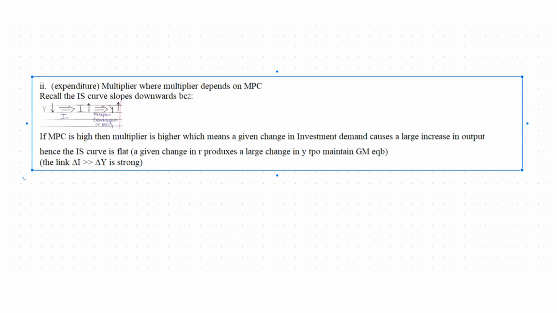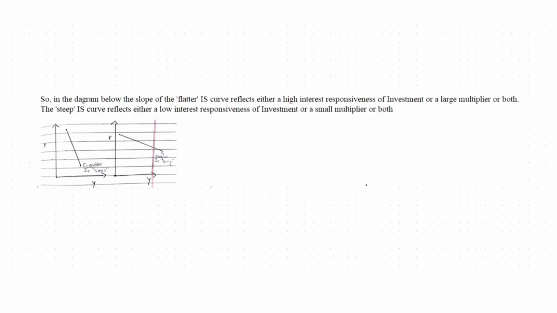The link delta I to delta Y is strong, right? So a given change, here R changes, that changes I, which results in a larger change in Y, right? Because of the larger MPC and hence larger multiplier. So, in short, in the diagram below, the flatter IS curve reflects either a high interest responsiveness of investment or a large multiplier or both. The steep IS curve reflects either a low interest responsiveness of investment or a smaller multiplier or both.